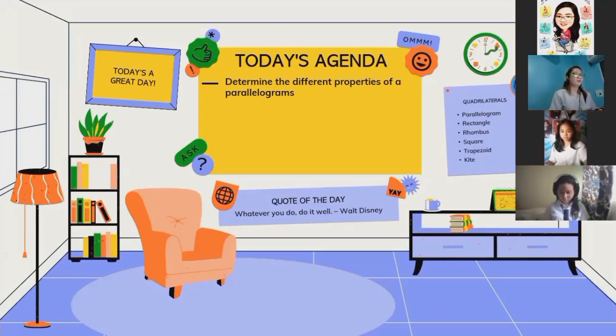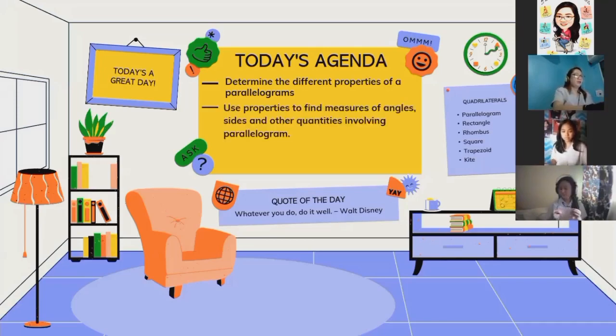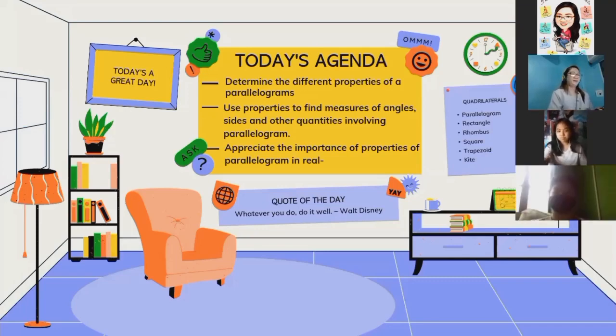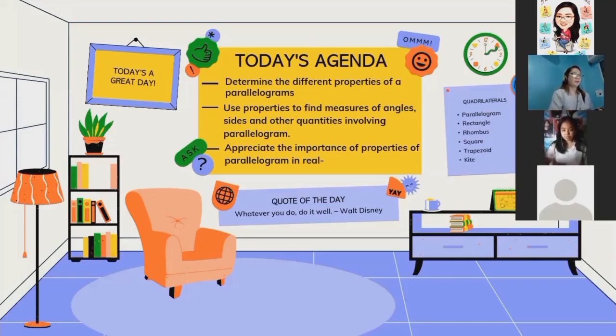Determine the different properties of a parallelogram. Okay, thanks. Next, Jillian. Use properties to find measures of angles, sides, and other quantities involving parallelogram. Okay, and lastly, let's have Phoebe. Appreciate the importance of properties of parallelogram in real... Okay, I forgot to type in the life. The third objective is appreciate the importance of properties of parallelogram in real life. At the end of our session today, you must achieve all of these objectives. Let us now proceed.